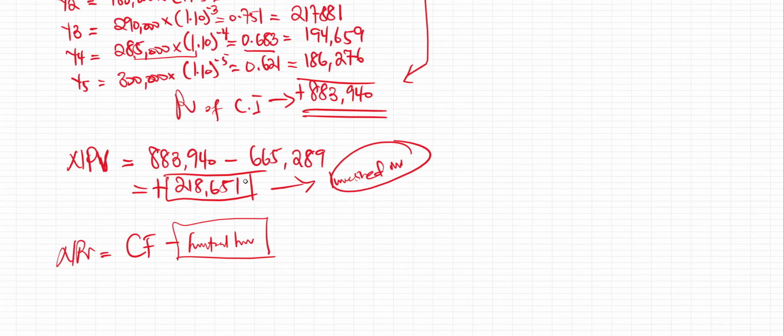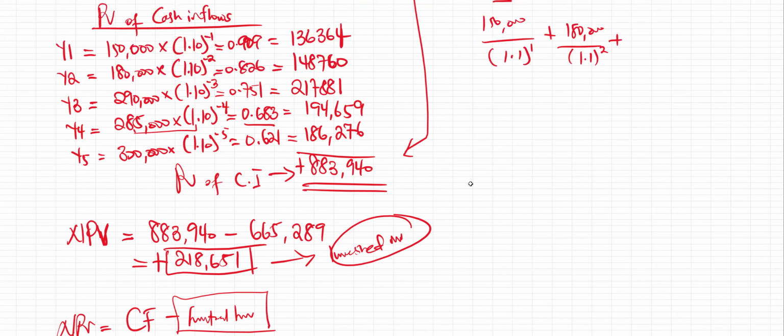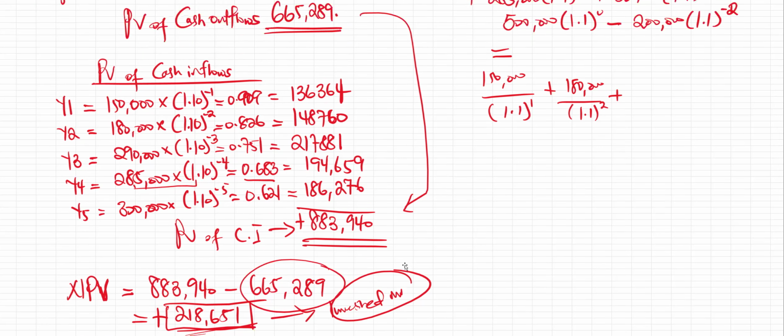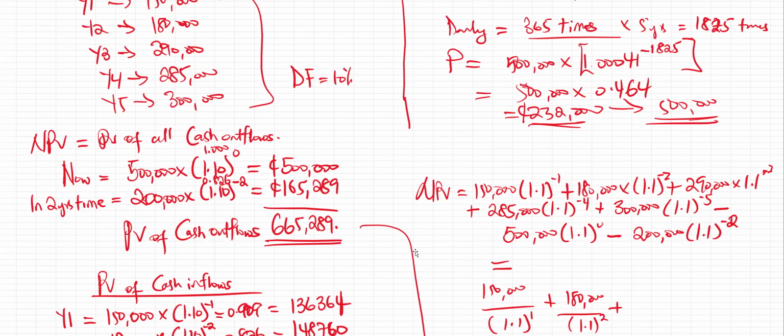See, what this means is, for 665 you get 883, is it good or bad? Good, right? It means that if you invest in this project, you will get 218,651 extra over what the bank will give you. So this is better than the bank. Because if you are using the bank, you should get this 665, but you are getting something extra on top. So this project is better than the bank. Did it make sense?